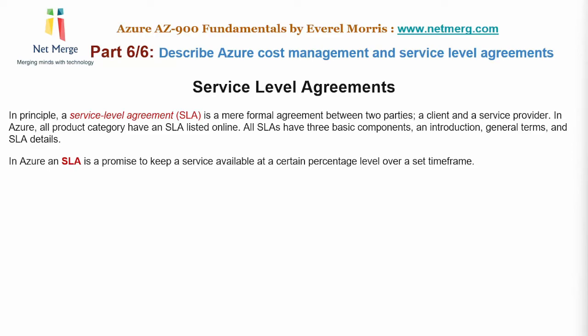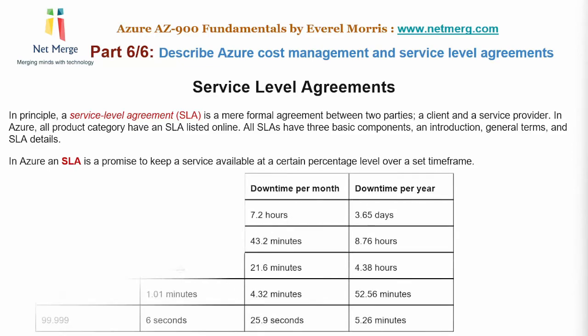In Azure, an SLA is a promise to keep a service available at a certain percentage level over a set time frame. In the beginning, I talked about it and said just think of it as uptime, the amount of time that you could have your service up. High availability was a concept that we used as an example, and we talked about it being measured in percentage. Now we're taking a deeper, more granular look at it in more detail.